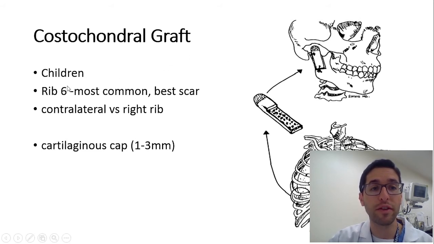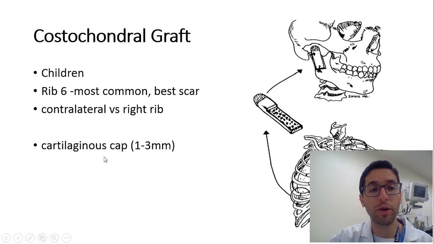It's most commonly harvested from rib number 6, although it could be taken from 4, 5, or 6. And 6 is recommended because it has the best scar. It's hidden within the crease of the inframammary crease. There's some discussion whether you should take a contralateral rib because it has a better angle to it, or do you want to take the right rib because post-op you won't be confused with cardiogenic pain. So both of them are appropriate. Just be aware of the discussion, the pros and cons of which side you want to take from.